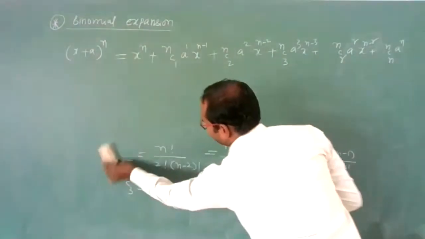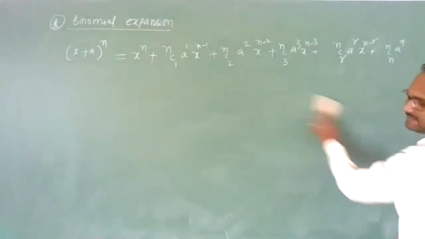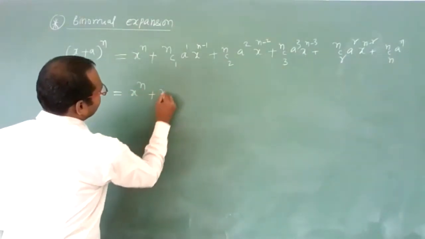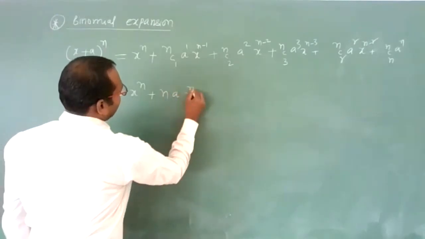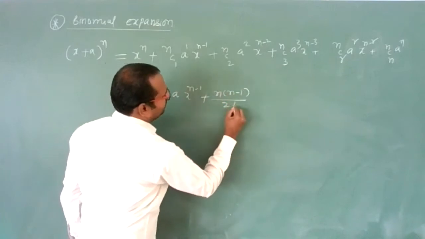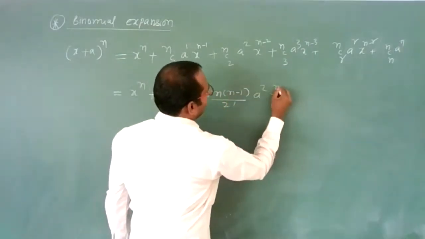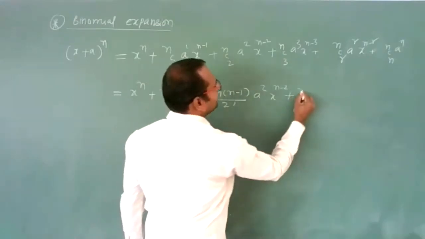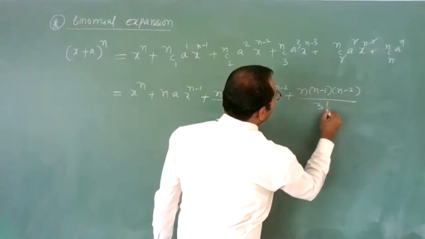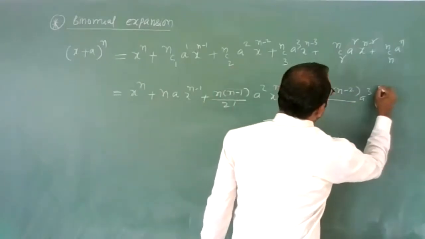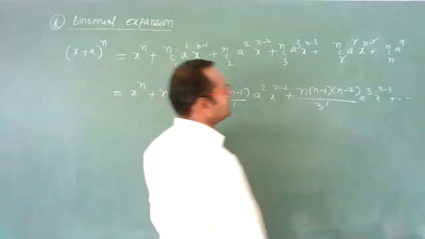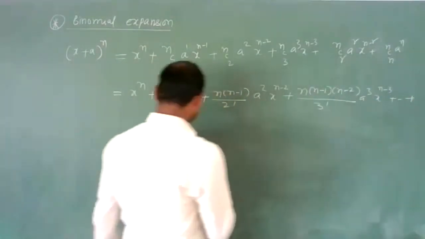The binomial expansion value you will get is x power n, plus NC1, which is n, a x power n minus 1, plus NC2, which is n into n minus 1 divided by 2 factorial, a square x power n minus 2, plus NC3, which is n into n minus 1 into n minus 2 divided by 3 factorial, a cube x power n minus 3, and so on. Like this terms will be there. Last term is NCN. What is NCN?